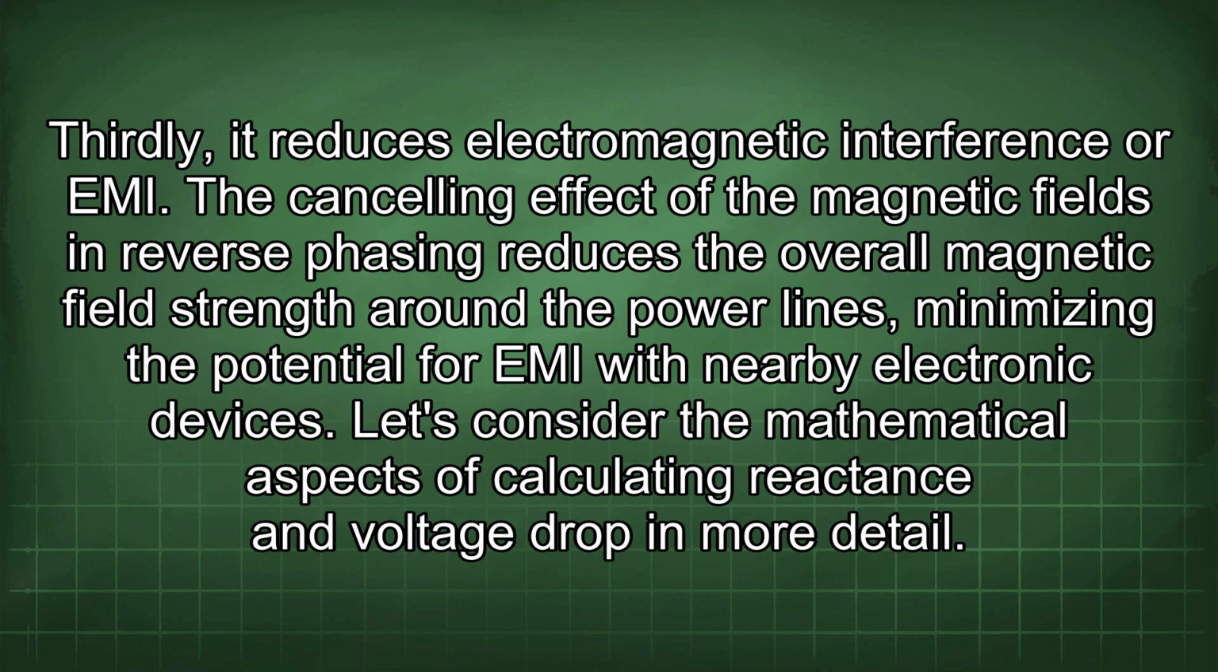Thirdly, it reduces electromagnetic interference or EMI. The cancelling effect of the magnetic fields in reverse phasing reduces the overall magnetic field strength around the power lines, minimizing the potential for EMI with nearby electronic devices. Let's consider the mathematical aspects of calculating reactance and voltage drop in more detail.